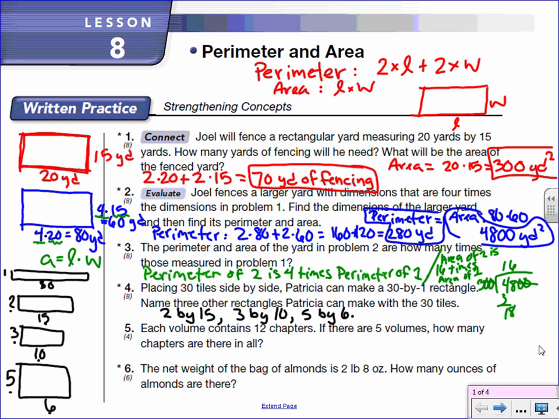Each volume contains 12 chapters. If there are 5 volumes, how many chapters are in all? This is an equal groups problem, so we have the number of groups, 5 volumes, times the number in each group, 12 chapters, equals the total. 5 times 12 is 60 chapters.